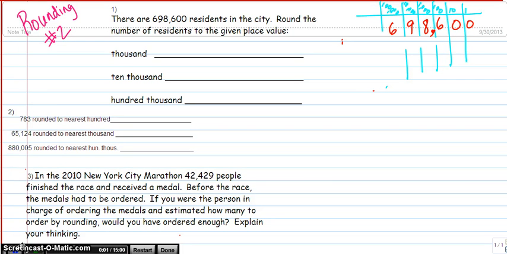This is our rounding number 2 video, where you will be able to round to any place. In problem number 1, it says there are 698,600 residents in the city. Round the number of residents to the given place value. We have to round to the thousand, 10,000, and 100,000 place. Let's start with the thousand place.